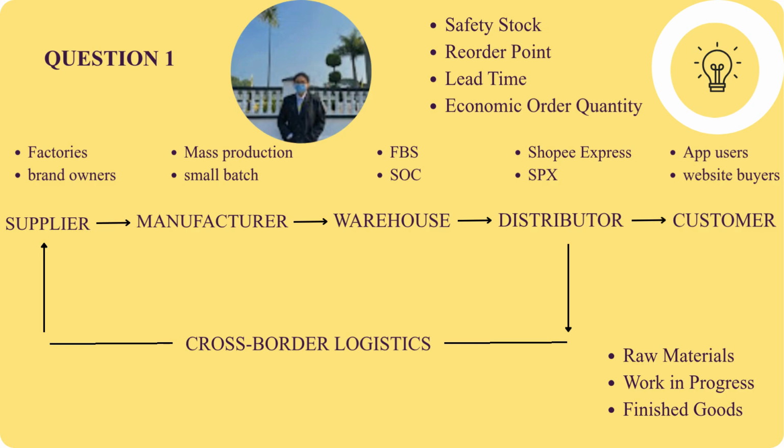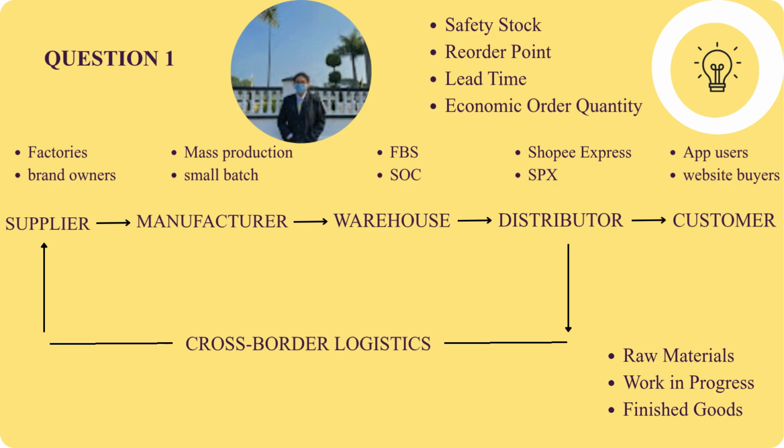Below the diagram, I have drawn an inventory graph showing how stock level go up when new inventory arrive and down when customer make purchase. Next, the three main types of inventories are raw material, which are input waiting to be used, work in progress, which are product currently being manufactured, and finished good, which are ready to be sold and shipped to customer.